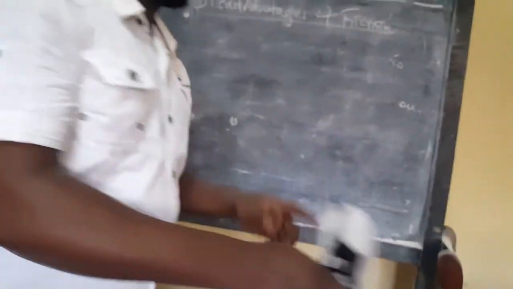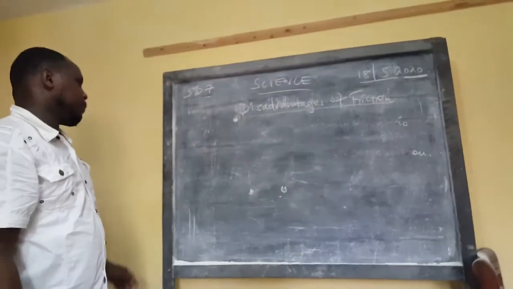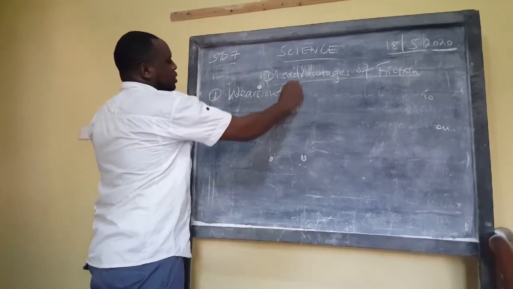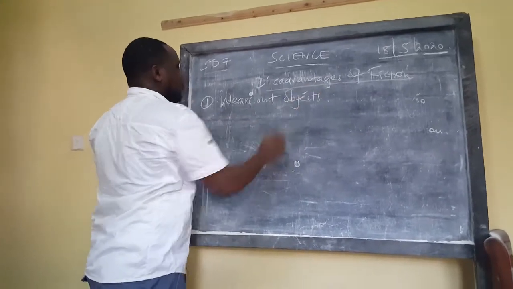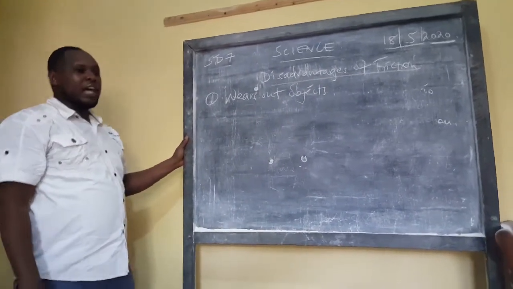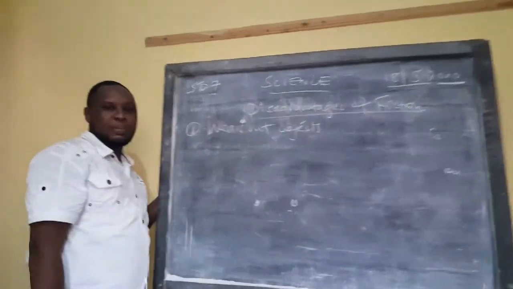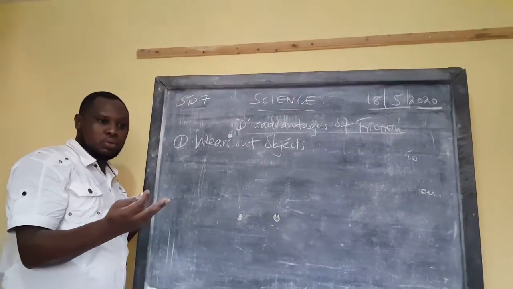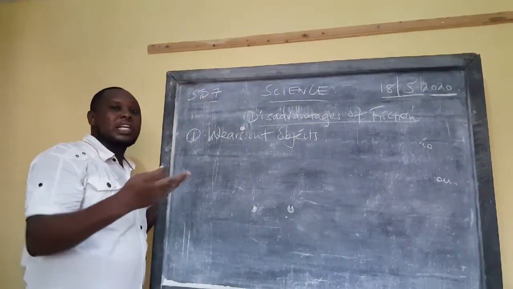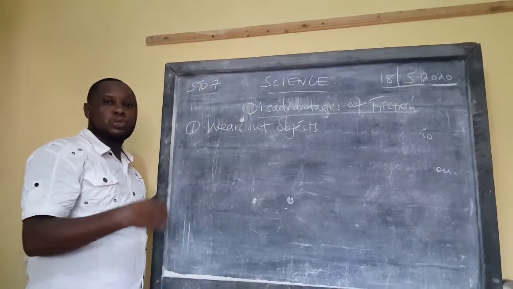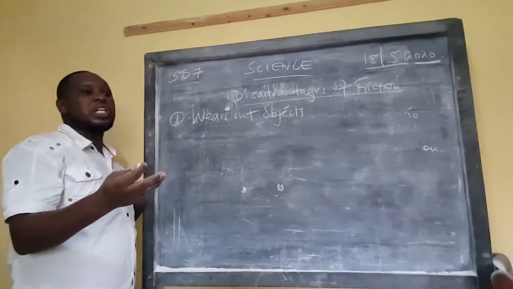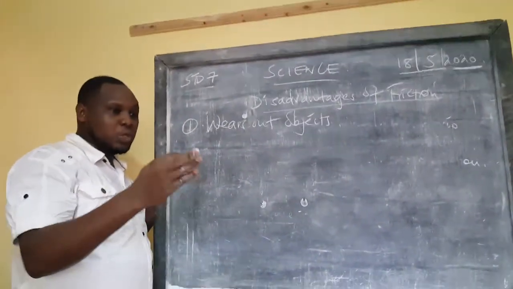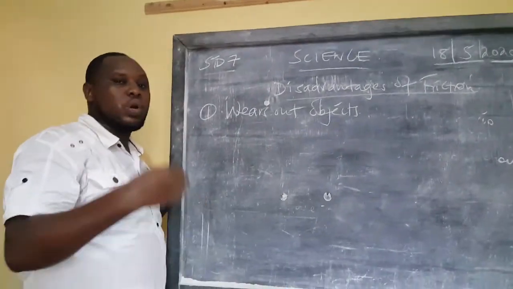So friction wears out things. Number one disadvantage: it wears out objects. One of the things we have seen is the collar of that particular shirt. It has been worn out. It is going to get worn out until the owner maybe does not use it again, or changes the collar. But after a few months, you will not be able to see that collar again. It will get worn out completely.